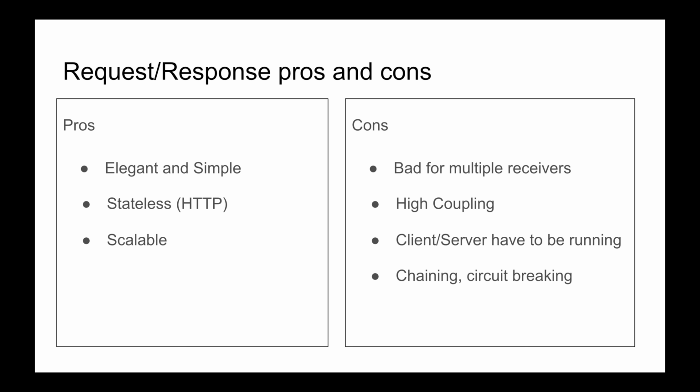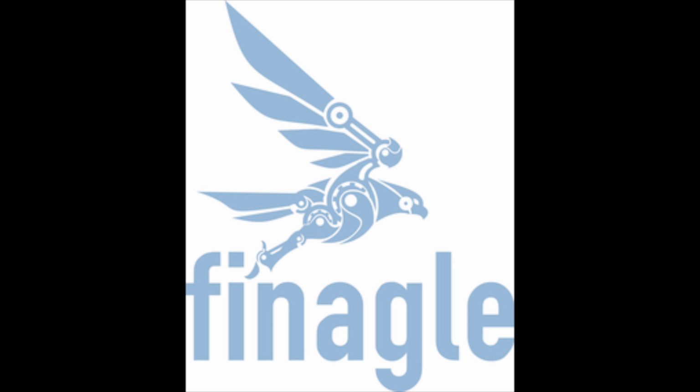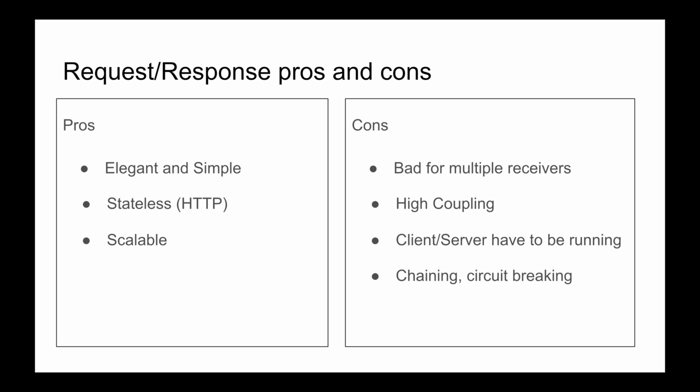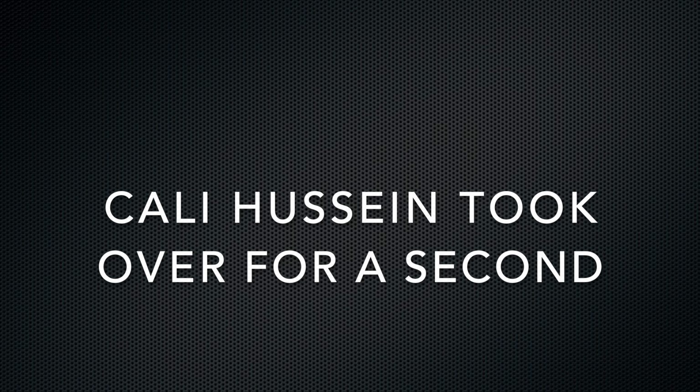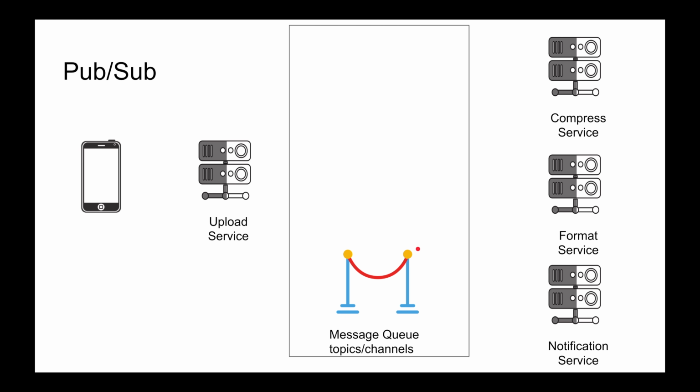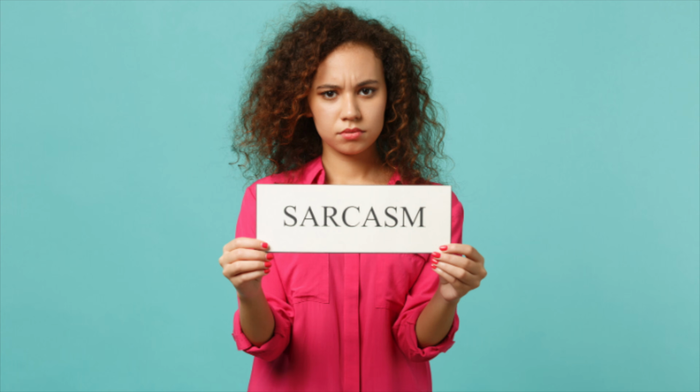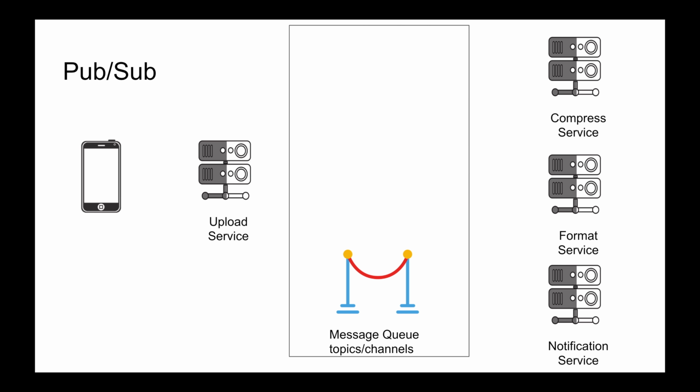Yes, service meshes take care of that stuff. Clients like Finagle from Twitter, which is open source, can take care of that stuff for you if you make a request. But to me, it still sounds like we have a very complex system. So I don't know about that. All right, PubSub to the rescue. It's the best thing ever. Not really. All right, so let's talk about PubSub.